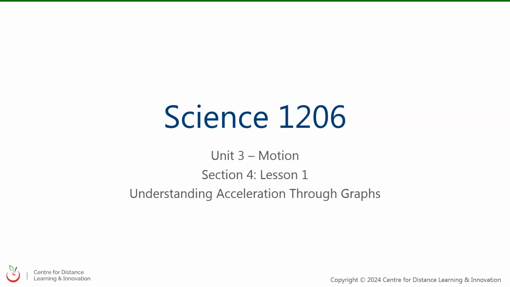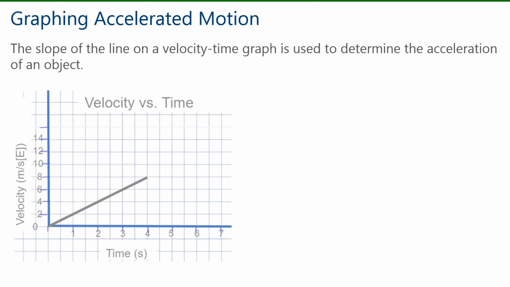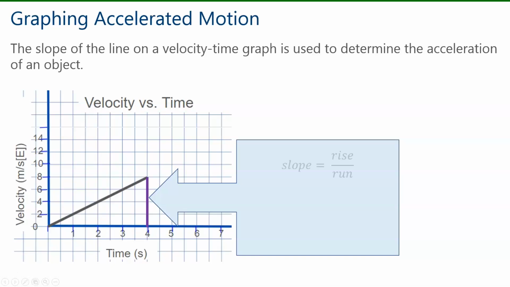Let's begin. The slope of a line on a velocity time graph is used to determine the acceleration of an object. Just like we did when we calculated slope before with position time graphs, we're going to draw a line from the x-axis to connect to our line on our graph. This line will make a triangle, and now we can find the slope by finding the rise over the run. I remember it as rise up, run across.